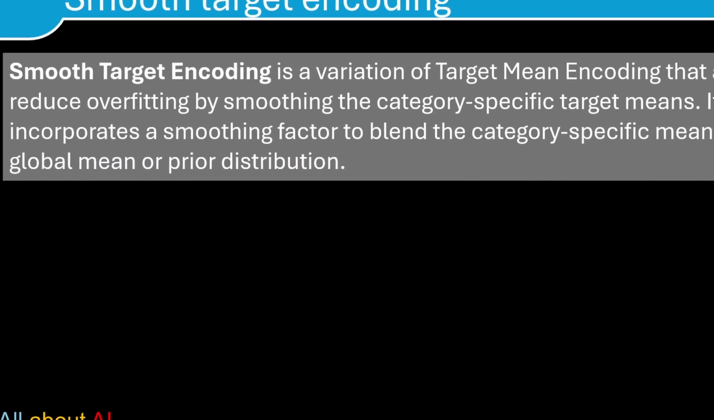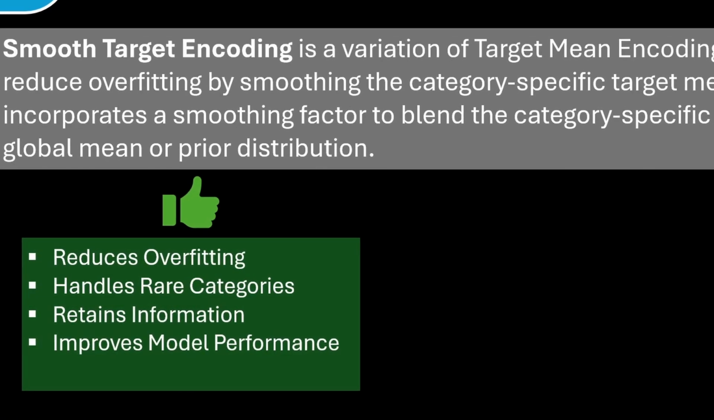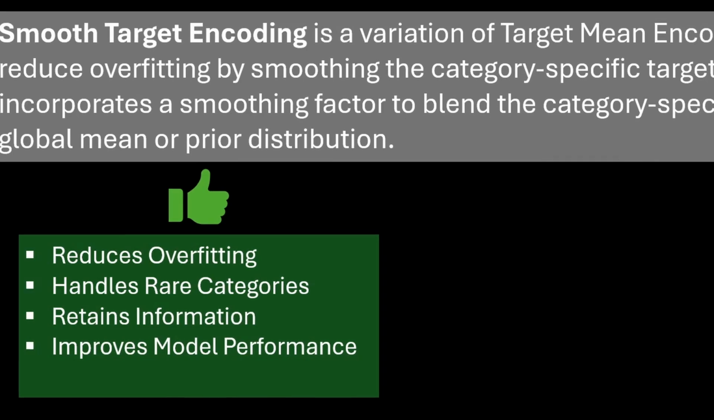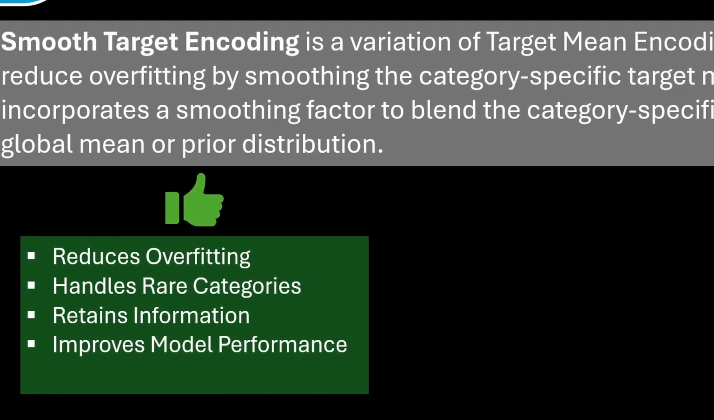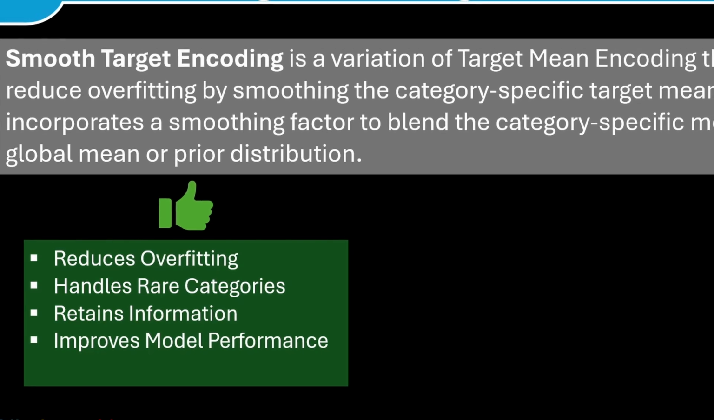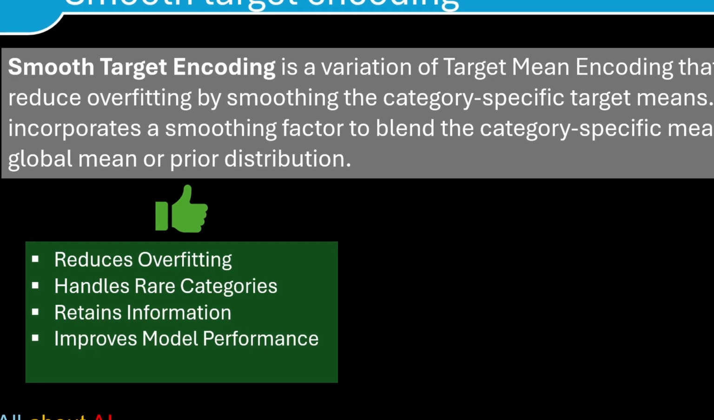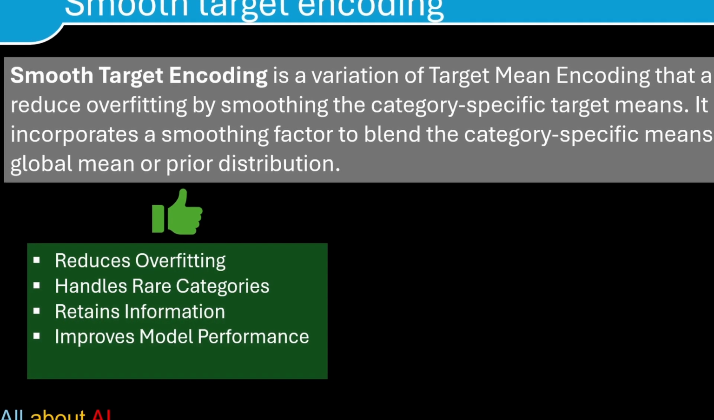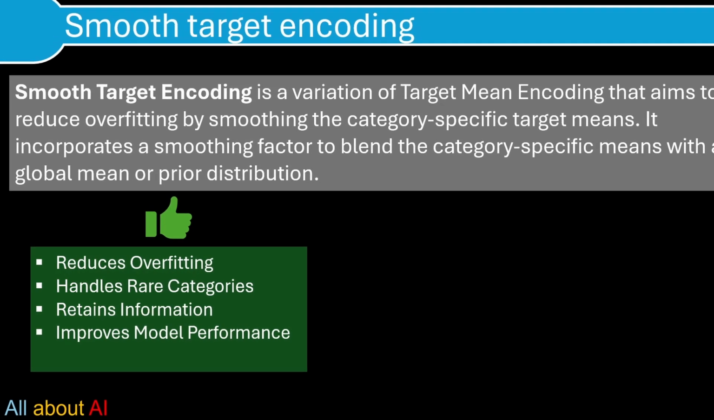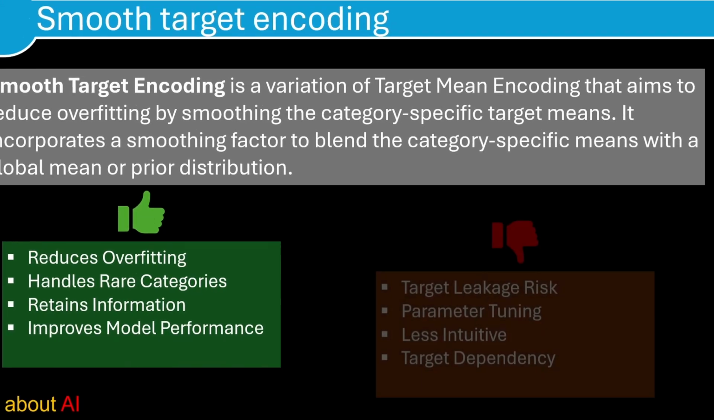Prevents overfitting to low-frequency categories. Handles rare categories: smoothly encodes categories with very few samples. Retains information: unlike one-hot encoding, it doesn't oversimplify the data. Improves model performance: it works exceptionally well with datasets containing many unique categories.